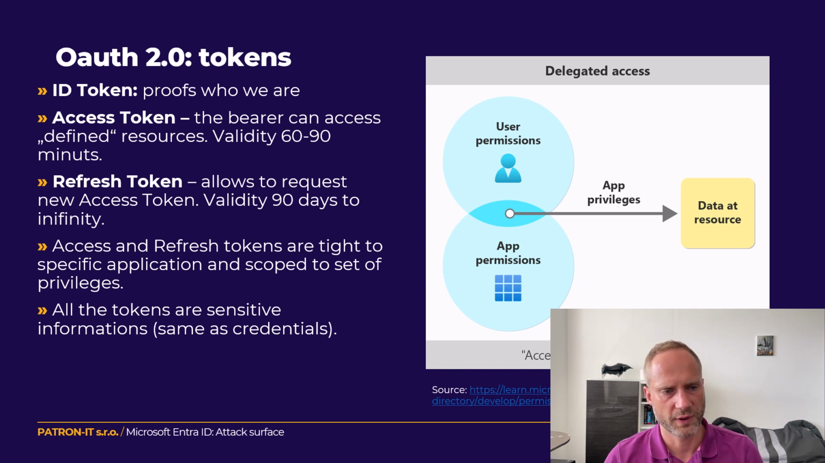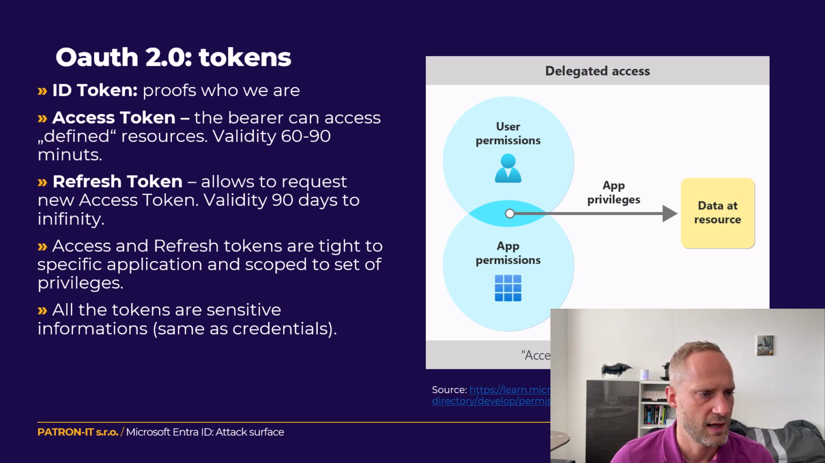It's a little bit complicated, but once we explore the tokens, you will see. An important thing is that all the tokens are sensitive. They are almost the same as credentials. Maybe credentials are a little bit more universal, since they can be used for all the services, while tokens are scoped to an application and to privileges. But still, whoever has the access token can access the data. So if someone steals the access token from Outlook, he can access data from PowerShell as well, and from a different computer. But you will see.